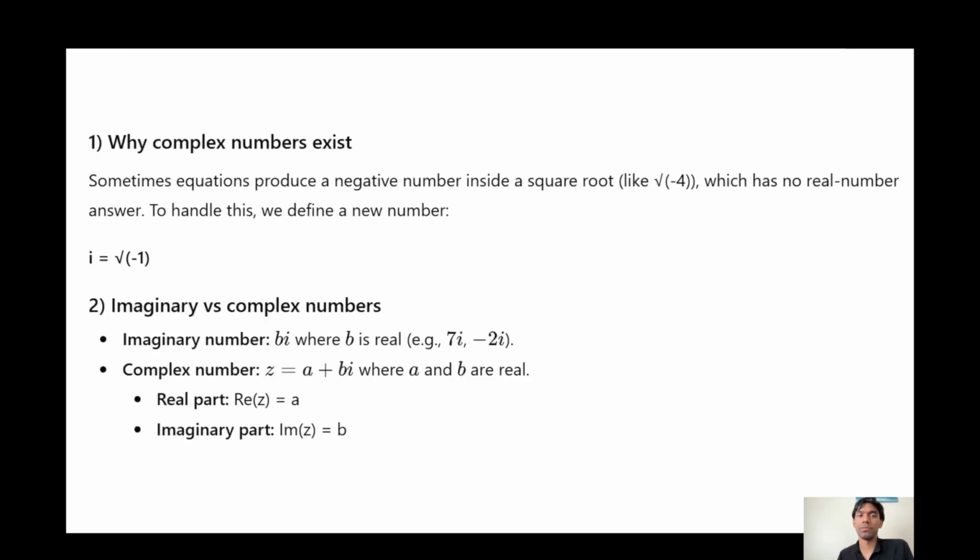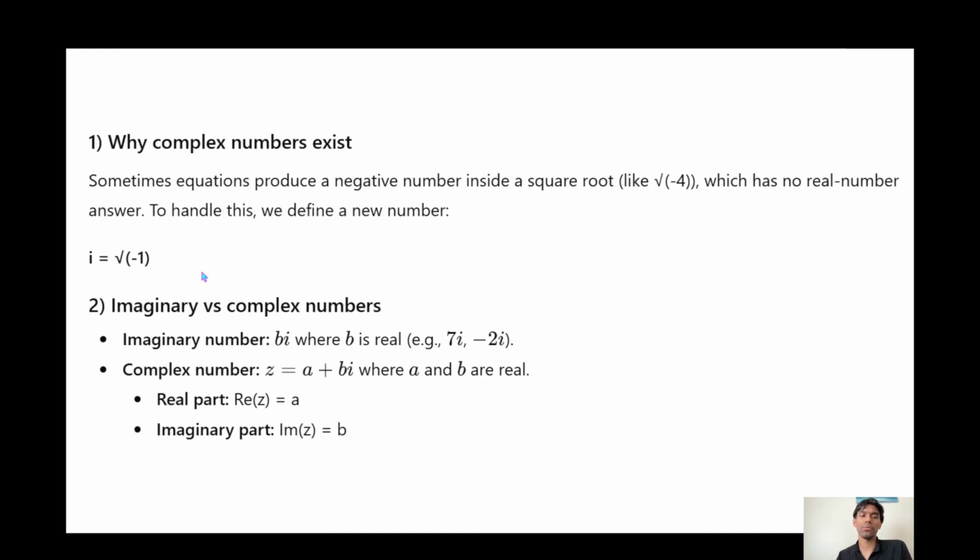Why do complex numbers exist? Sometimes equations produce a negative number inside a square root. For example, we have here square root of minus 4, which has no real number answer. To handle this, we define a new number, i, equal to the square root of minus 1. So i is equal to the square root of minus 1.